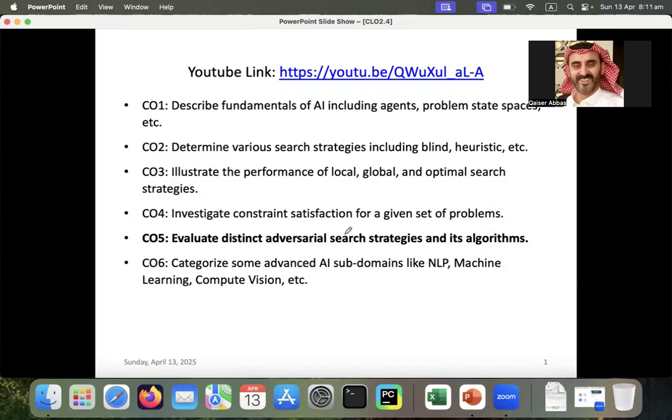We are now at CO5 of this course, and this CO5 is to evaluate distinct adversarial search strategies and their algorithms. Adversarial search strategies means competitive search strategies in which you are competing with something or someone else. These strategies normally exist in games, and we will study two algorithms in this CO.